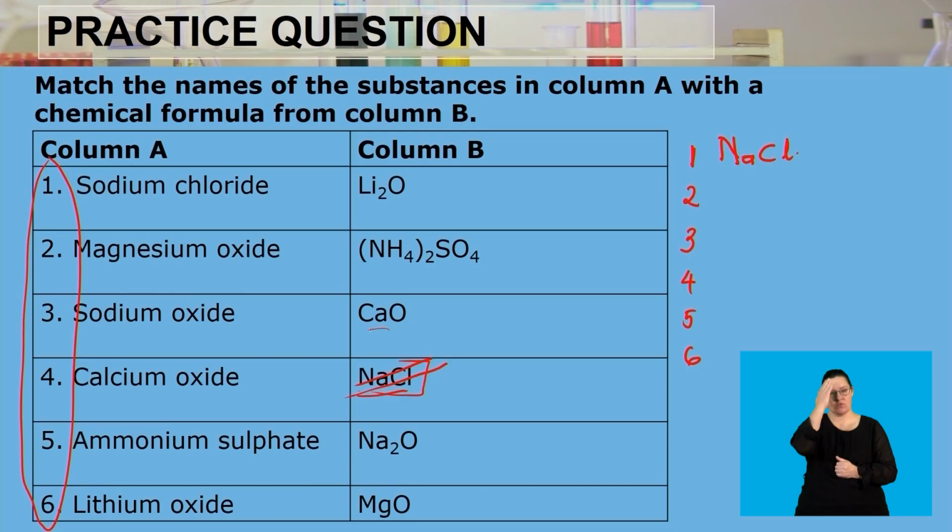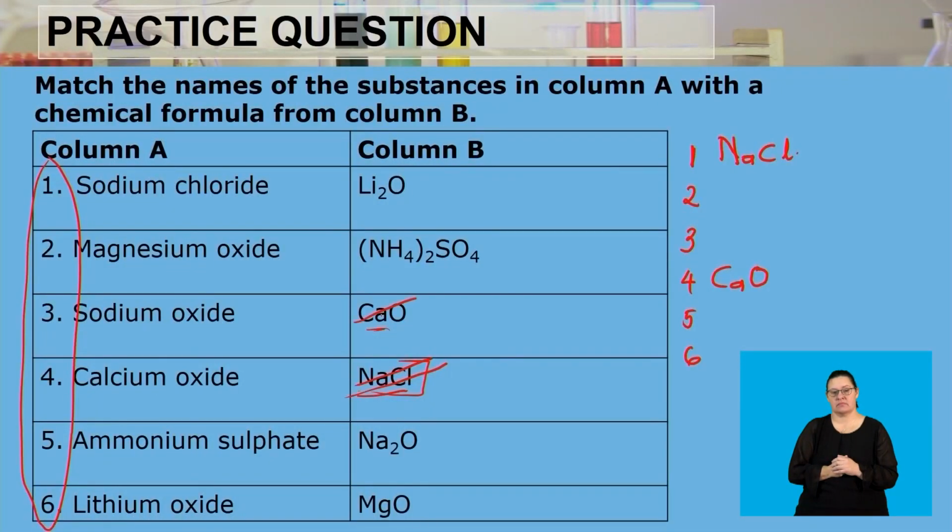Now we do know that Ca is calcium. So do we have anything that talks about calcium on the names that we have here? We have calcium oxide, which is number 4. So number 4 is going to be our CaO. We do know that we find calcium in our body. It makes our bones and our teeth very strong. And so that is dealt with.